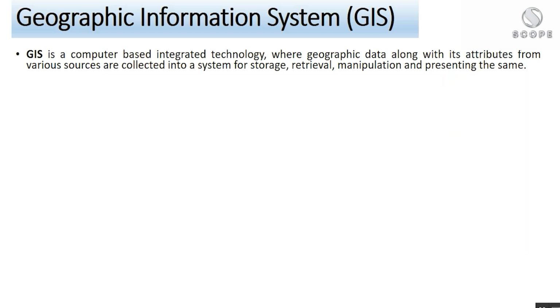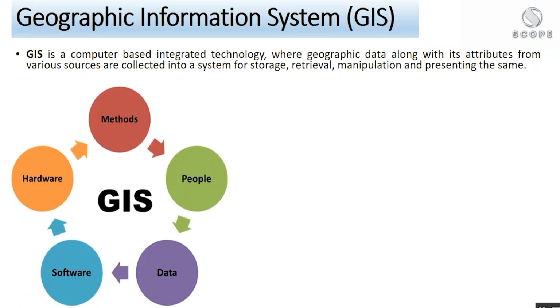This term was used by Roger Thompson in 1968 in his book Geographical Information System for Regional Planning. GIS is a computer-based integrated technology to store, edit, manipulate, and analyze data, and create maps, reports, and charts using any GIS software.